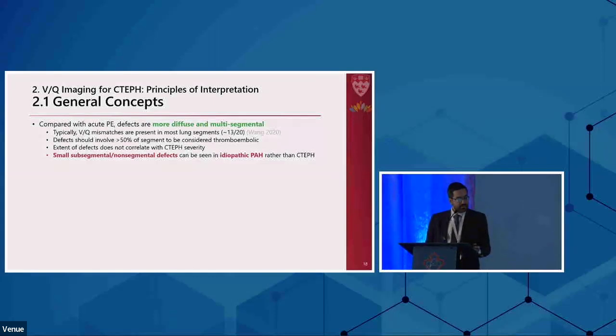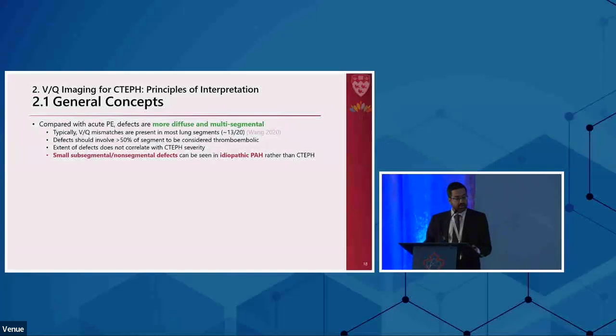We're more strict to call it CTEPH than acute PE because it has to be a large clot burden in order to cause the disease. So we'll pass a lot of these little peripheral defects, a lot of these equivocal defects, as they are not likely to cause the disease that we're looking for, the CTEPH. Therefore, some have proposed criteria that it should involve at least 50% of a segment to be considered thromboembolic.